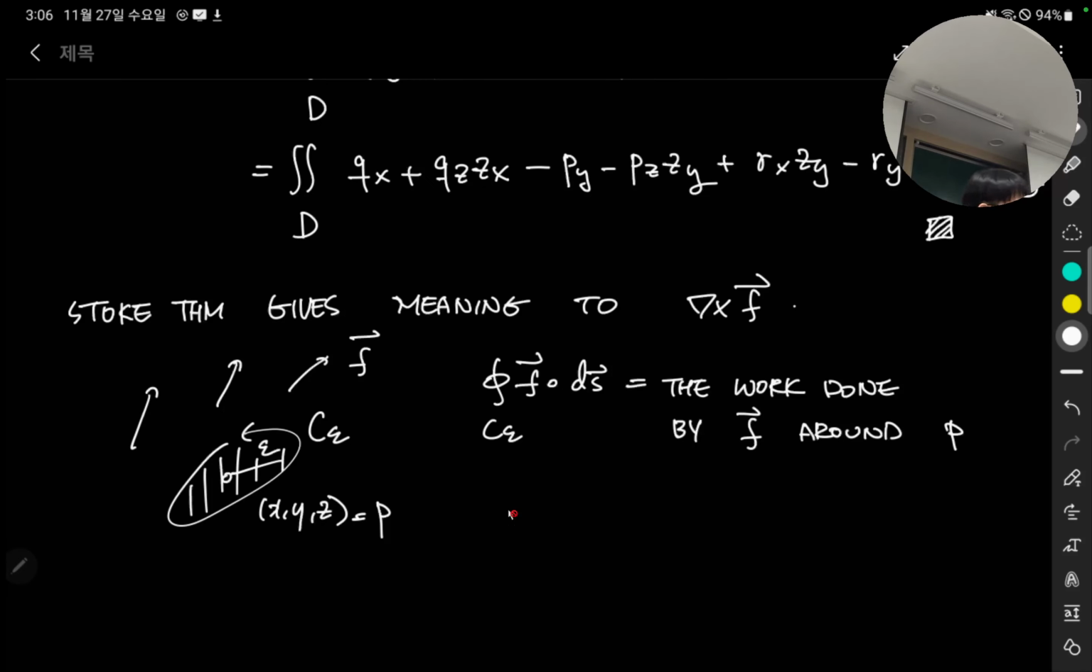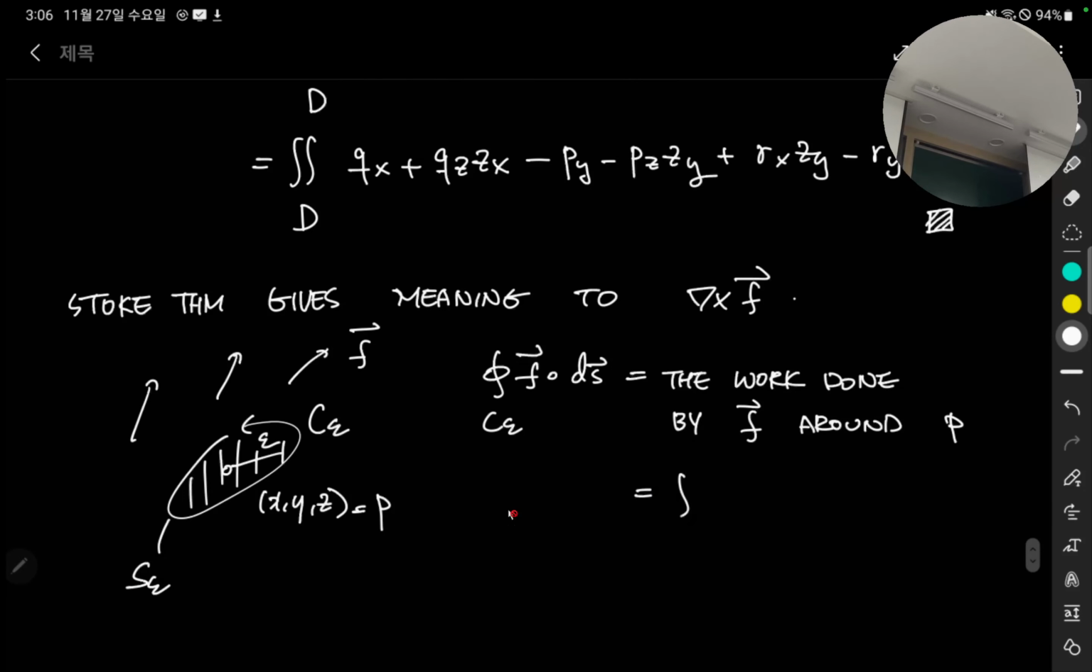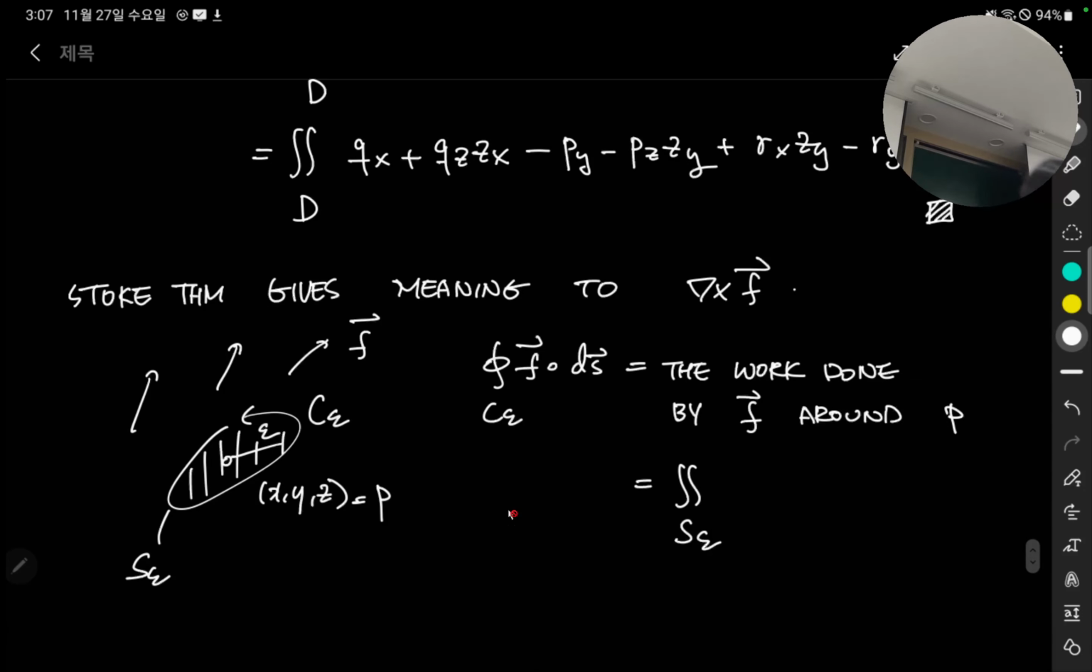Since I'm assuming this C epsilon is very small, I can imagine the planar area, the flat area surrounded by this circular curve, is also flat. So this is my S epsilon. It is equal to the surface integration over S epsilon. Since I'm rotating in this direction, the normal direction, the orientation of my small surface S epsilon, is pointing that direction. So the surface integral is this one, and it's equal to the line integration.